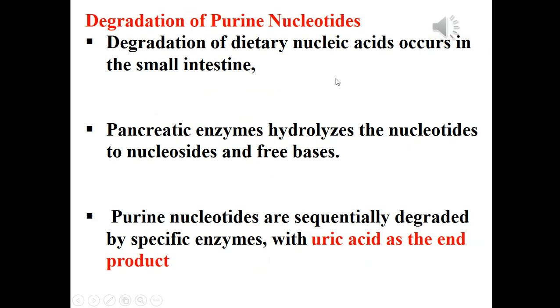Degradation of purine nucleotides. Degradation of dietary nucleic acid occurs in the small intestine. Pancreatic enzymes hydrolyze the nucleotides to nucleosides and free bases. Purine nucleotides are sequentially degraded by specific enzymes with uric acid as the end product. So as a result, from the purine nucleotides we get to the free purine bases, and the purine bases undergo degradation and are converted to uric acid.